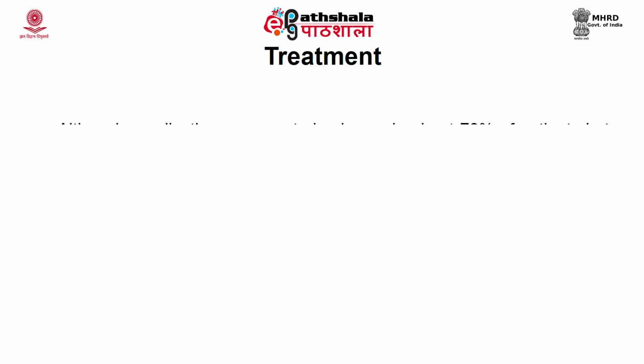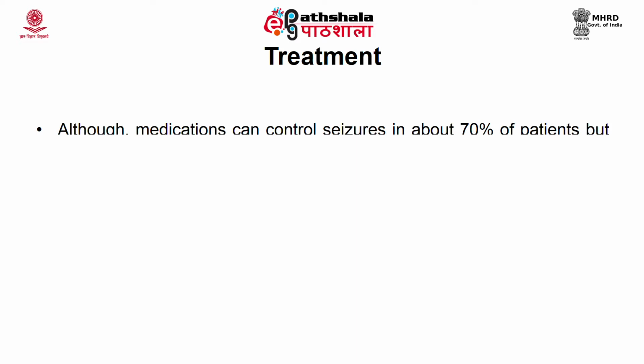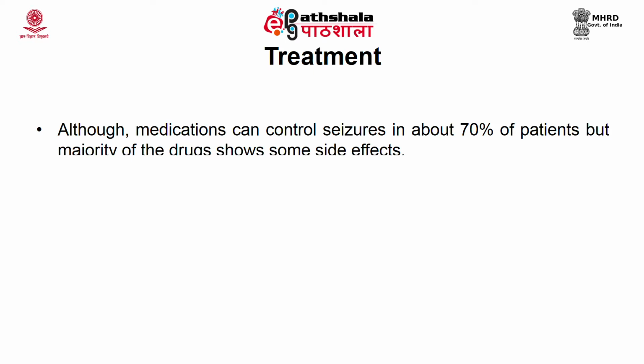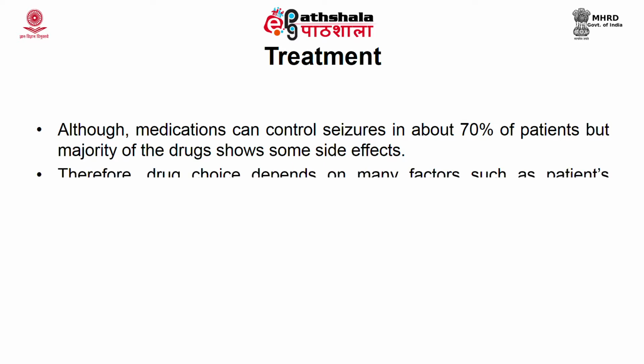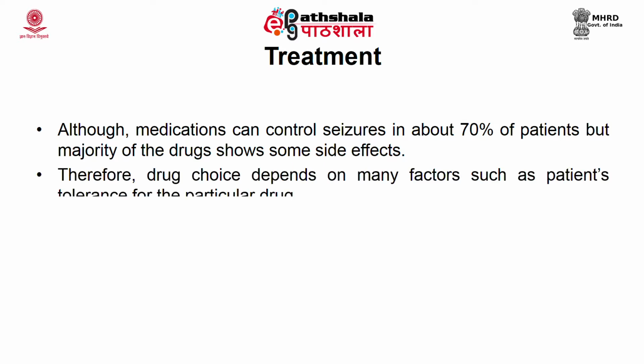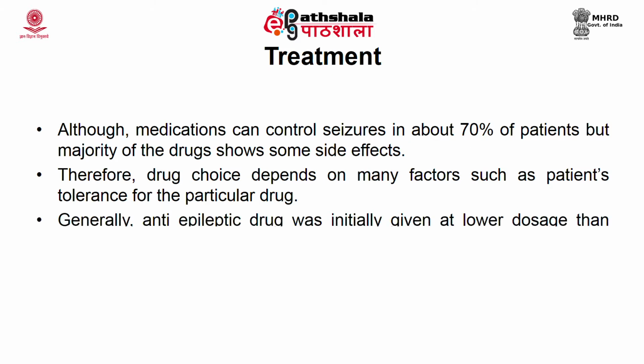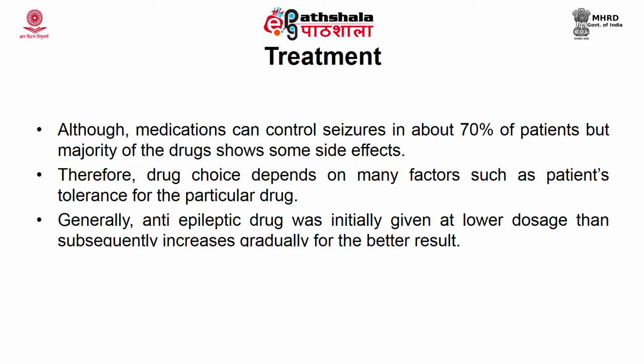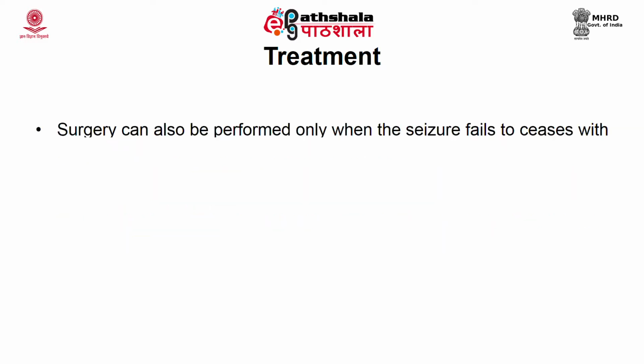Although medication can control seizures in about 70% of patients, unfortunately the drugs have several side effects. Therefore, drug choice depends on many factors, including the patient's tolerance for the particular drug. Generally, anti-epileptic drugs are initially given at lower doses and then gradually increased for better results. Surgery can also be performed only when seizures fail to cease with medicine.